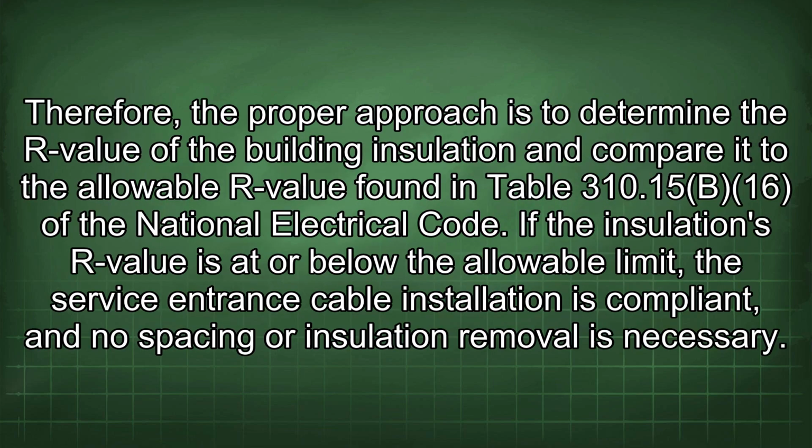310.15(B)(16). Therefore, the proper approach is to determine the R value of the building insulation and compare it to the allowable R value found in Table 310.15(B)(16) of the National Electrical Code. If the insulation's R value is at or below the allowable limit, the service entrance cable installation is compliant and no spacing or insulation removal is necessary.